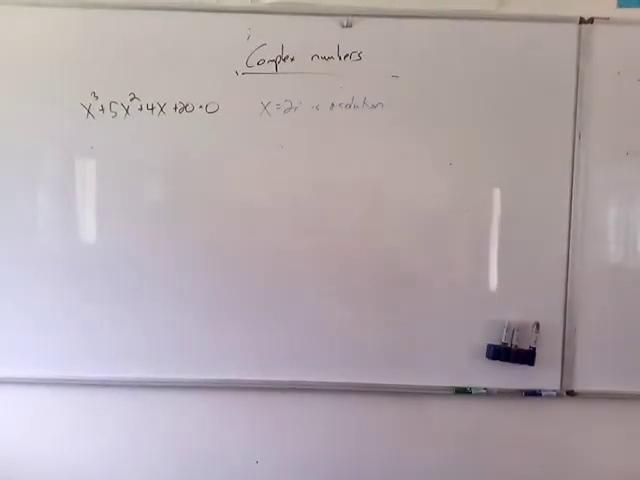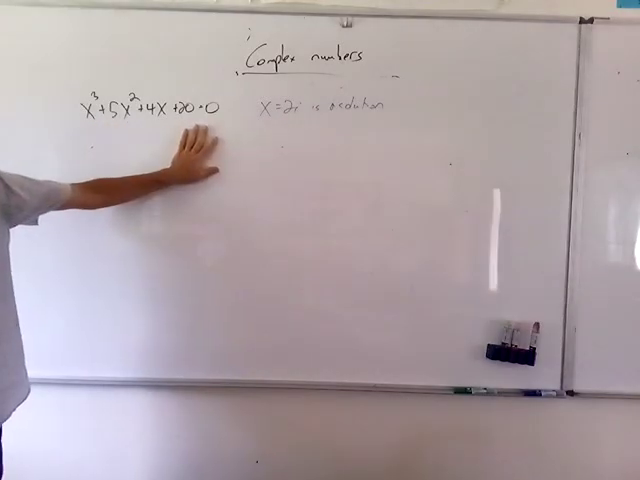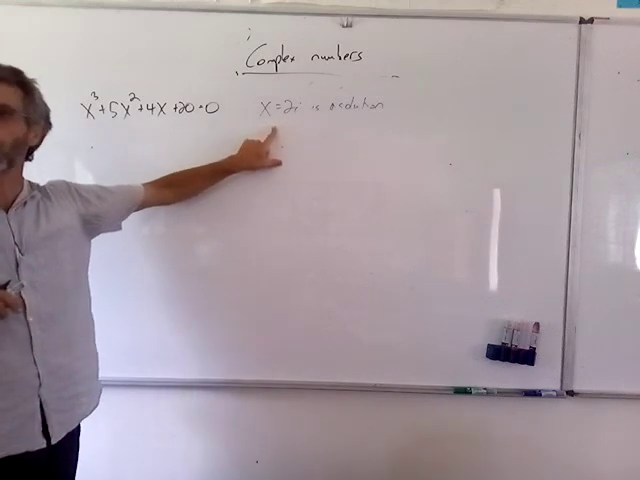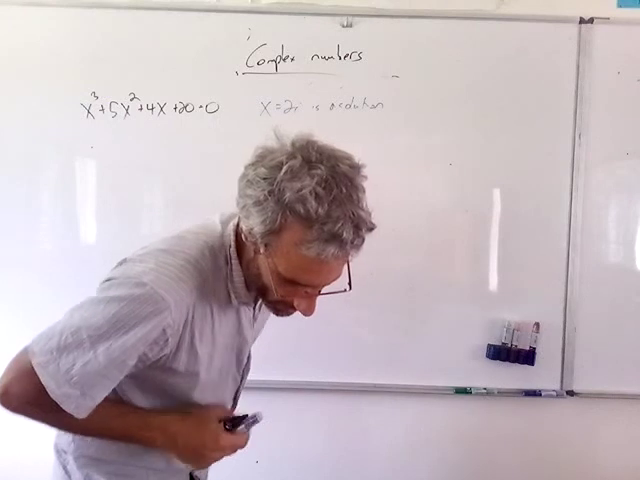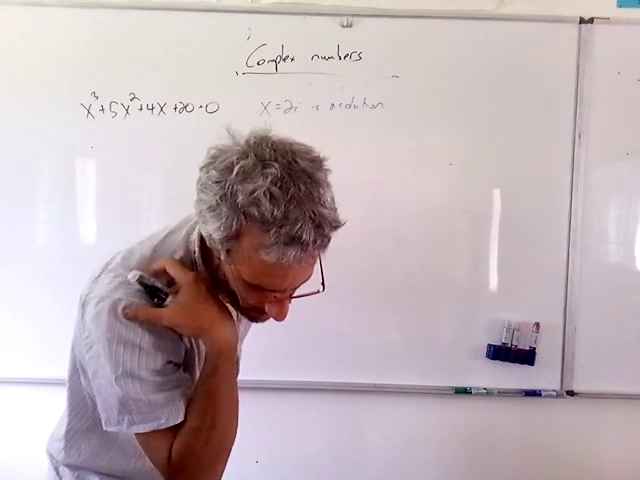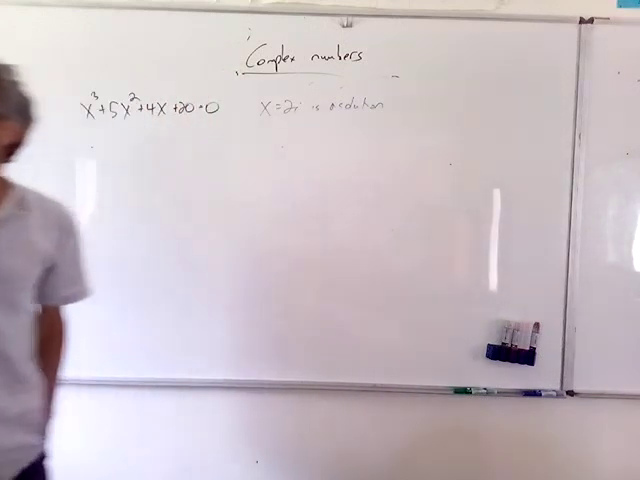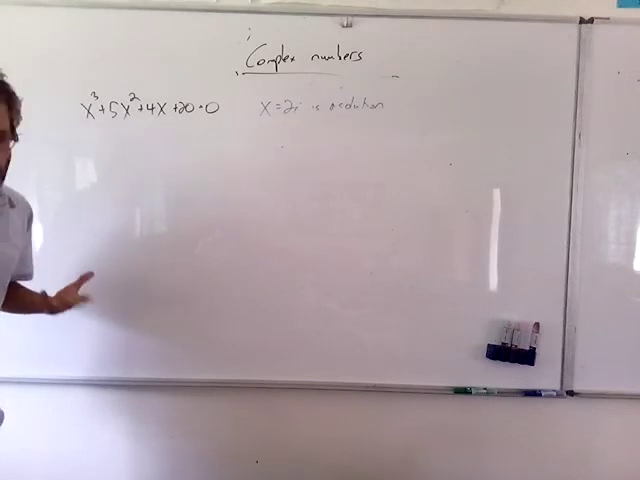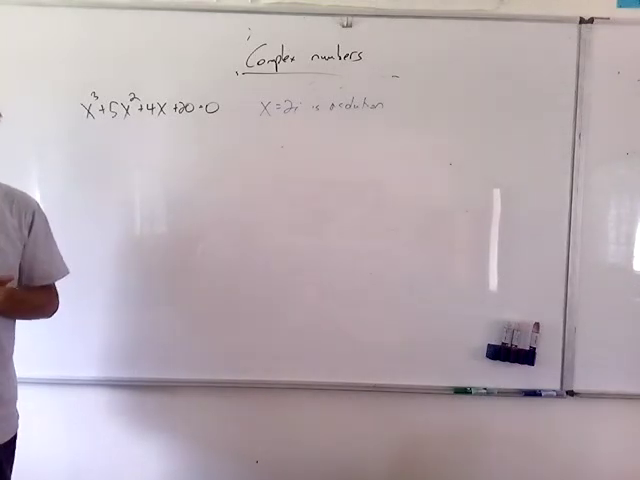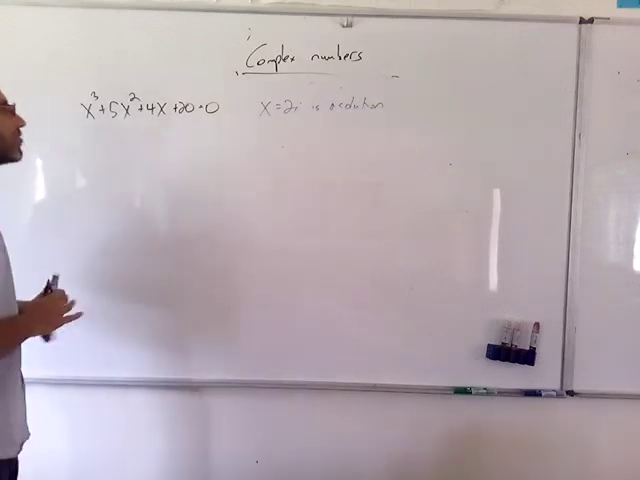Right, so last example for today, we've got another cubic polynomial, and we're told that x equals 2i is a solution. What are they actually asking us? To solve it. We want to find all the solutions, and the way we'll do it is by factorizing: turn it into a bracket times a bracket times a bracket, and then we can solve each bracket.